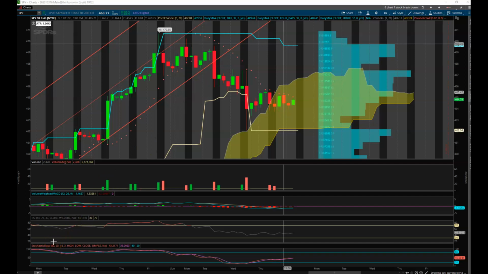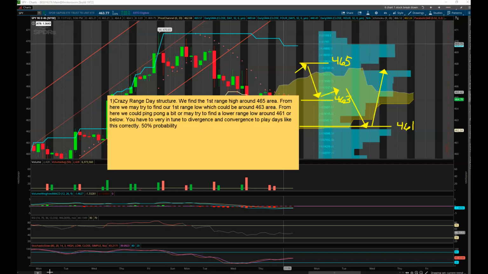Now, getting into today's scenario. All right, when it comes to today's scenario, I'm only going to post one scenario. It doesn't mean that there aren't likely other scenarios. They just have a very low probability. And there were so many variations of this one scenario that it was going to take up all of the time trying to explain this.